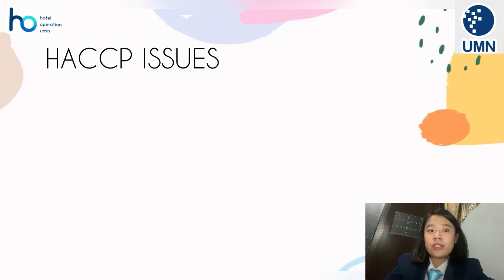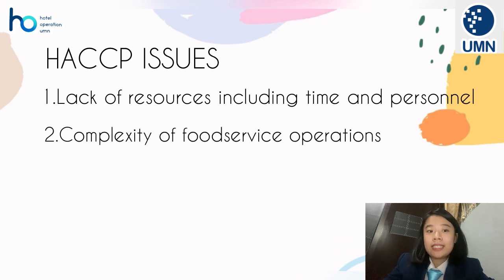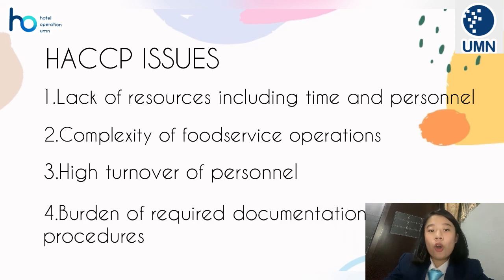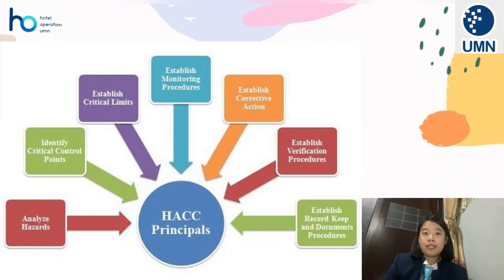HACCP issues are, first, lack of resources, including time and personnel. Second is the complexity of food service operations. Third is high turnover of personnel. And the last is the burden of regular documentation procedures. The HACCP system consists of 7 principles.